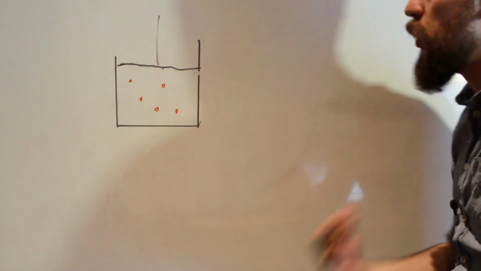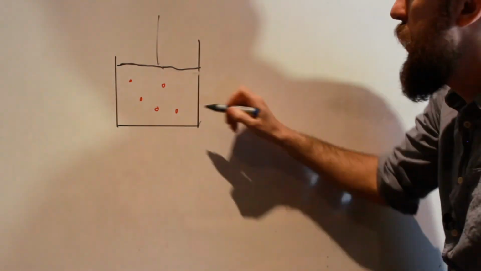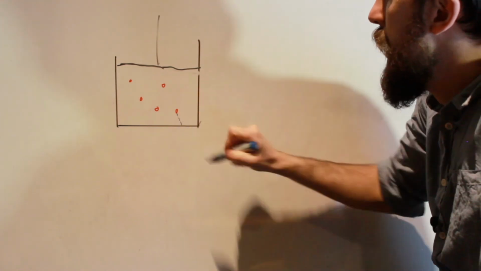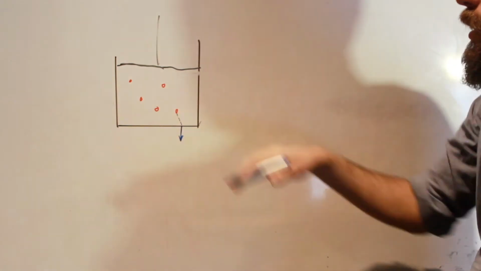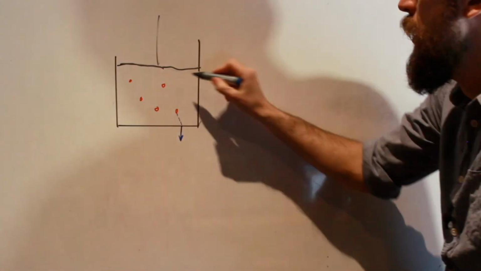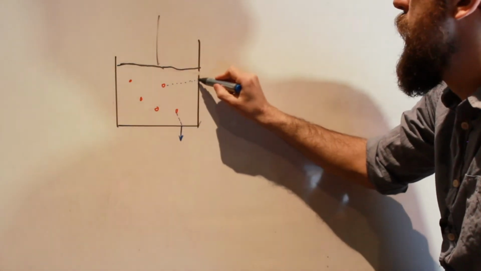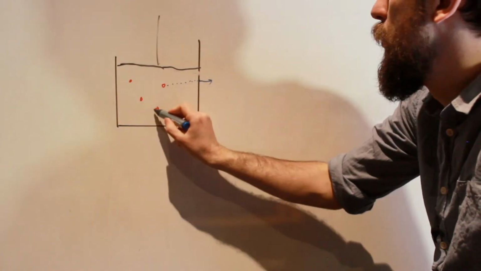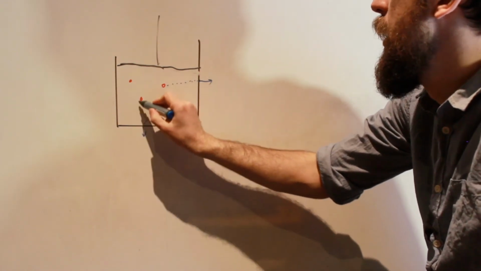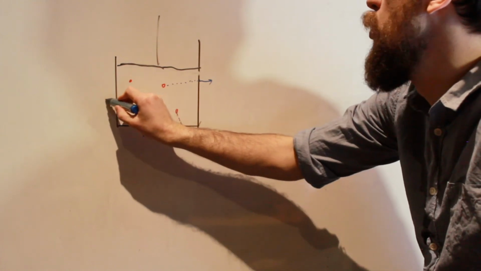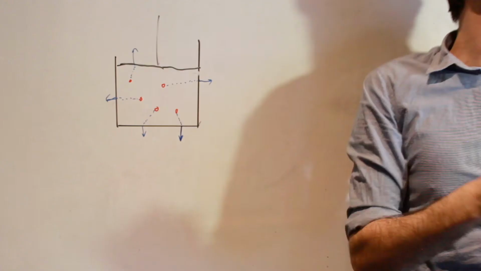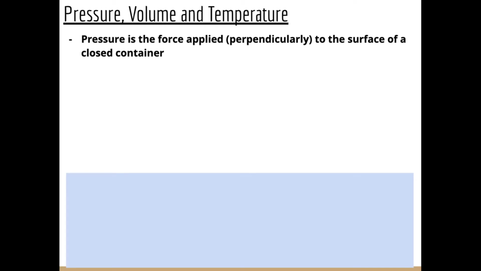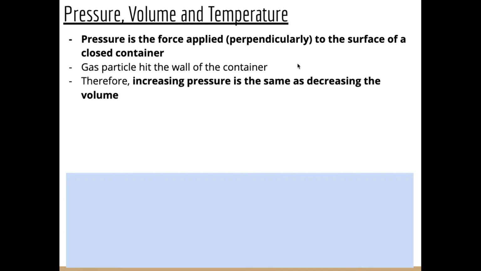So the pressure is the force that is exerted when these gas particles hit the sides of the container. We get a perpendicular force, perpendicular meaning at a right angle. They're all moving randomly, and every now and then they will hit the wall, and we get a force exerted from that collision on the container, and that is what the pressure is. And the lid can be going up like that. So pressure is the force applied perpendicularly to the surface of a closed container when gas particles hit the wall.